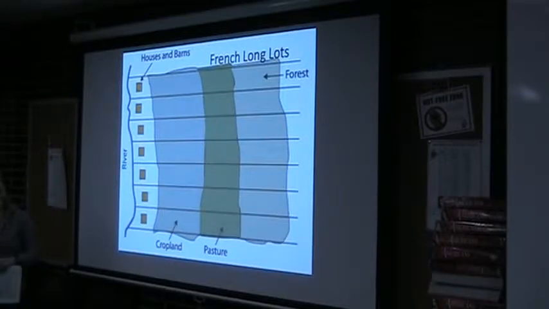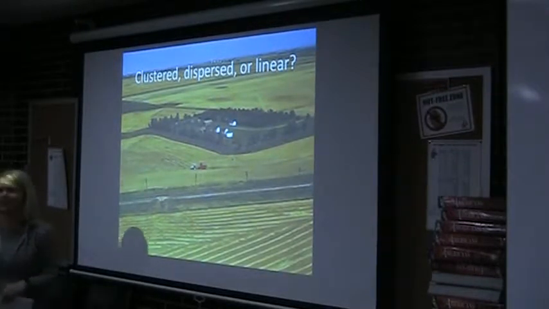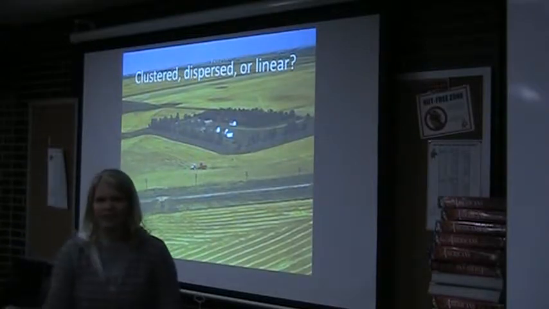Let's do another: clustered, dispersed, or linear. It's dispersed, okay? Now you might be like, I can't tell from that picture. This is just one farmer. This is his farm, right? And you can see his yard area or her yard area is kind of sectioned off by trees and grass. And then this is the farm. All of that's one farm. And that's typically what you find in America.